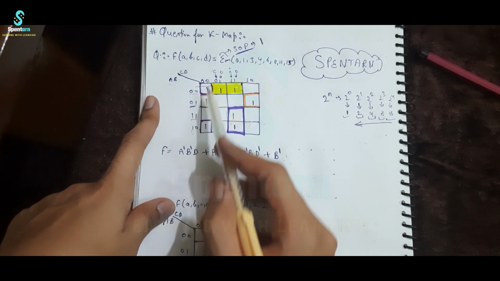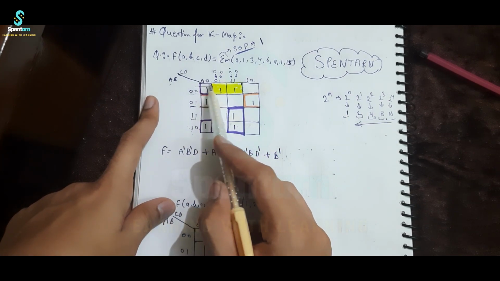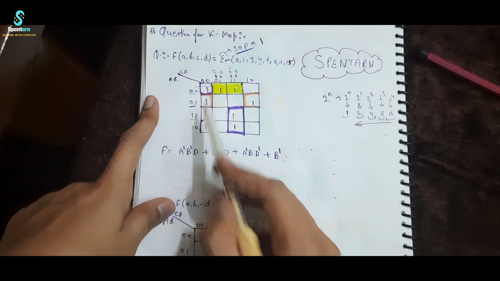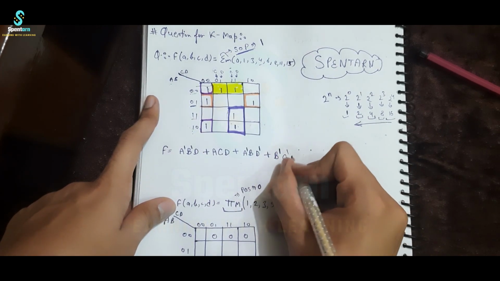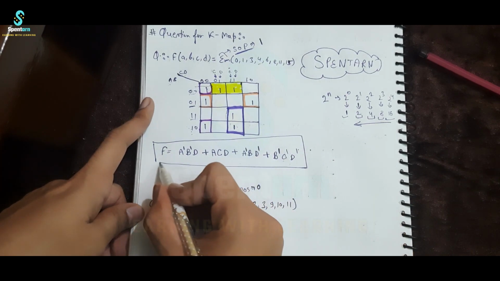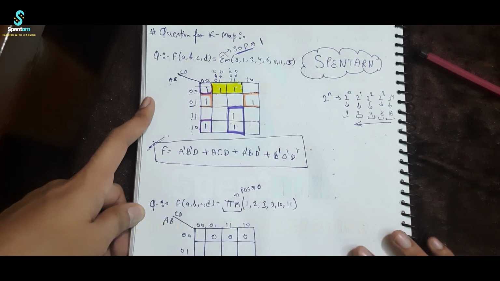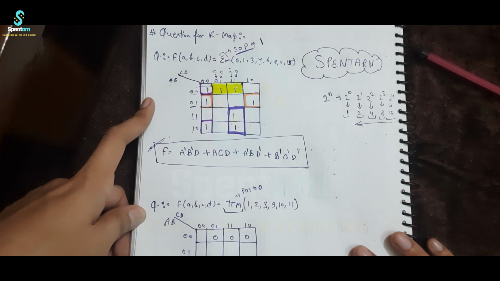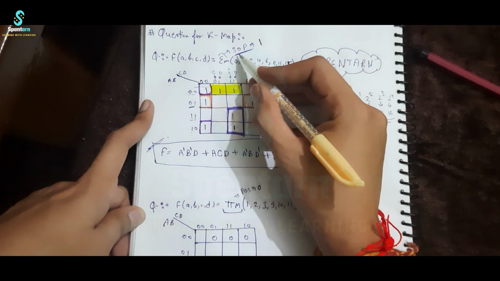For CD, there is only one cell, a vertical cell. We do not have to compare it with other cells for the CD, so we'll be writing directly C bar, D bar. This is the whole expression which we will be getting for this K map. I hope it is clear to you. So we have done it with the help of SOP.